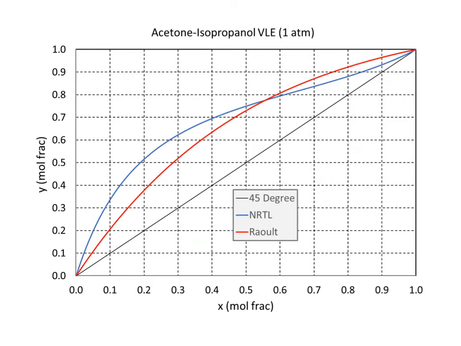Here I've plotted the mole fraction in the liquid phase versus the mole fraction in the vapor phase. The red line is using Raoult's law, and the blue line is using the NRTL equation. That's the non-random two-liquid model for the activity coefficient. This is the model that the thermodynamic wizard of the process simulator ChemCAD chose to represent the experimental data. The question I have, though, first of all, was that a really good model?